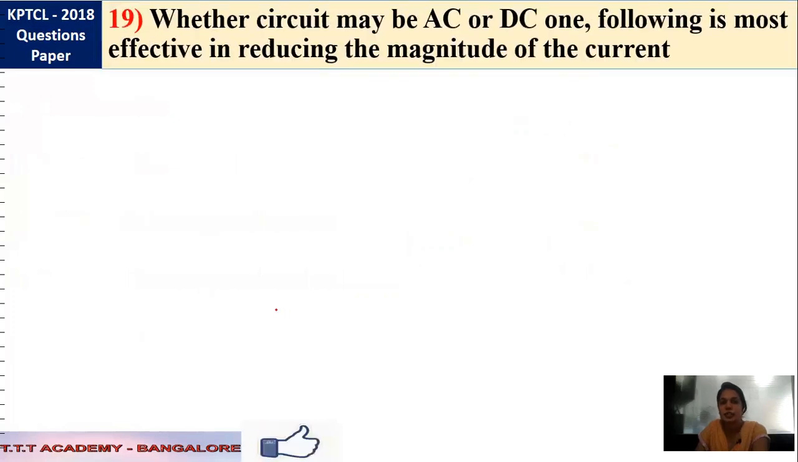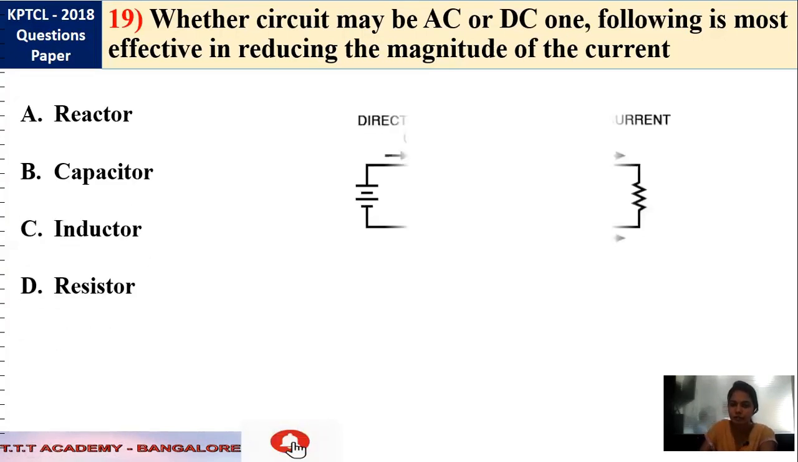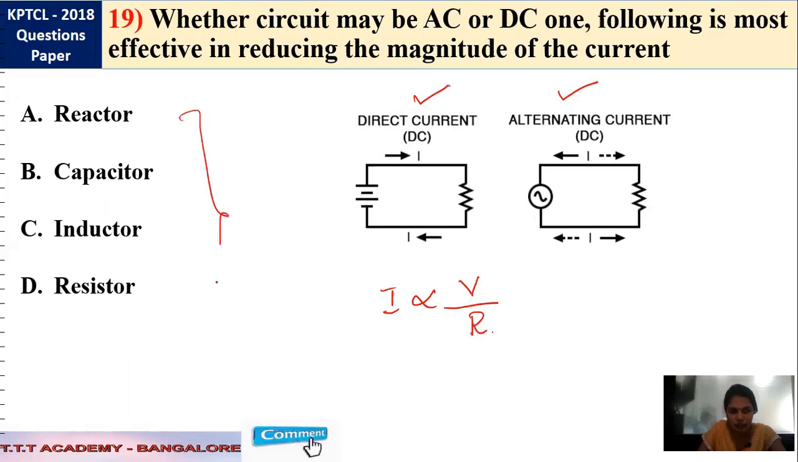So the 19th question is, whether the circuit may be AC or DC, which of the following is most effective in reducing the magnitude of the current? These are the options. So whether it is a DC circuit or an AC circuit, from Ohm's law we know that current is directly proportional to the voltage and inversely proportional to the resistance. In the options, we have a resistance. So the right answer is option A. Sorry, the right option is option D, resistance.